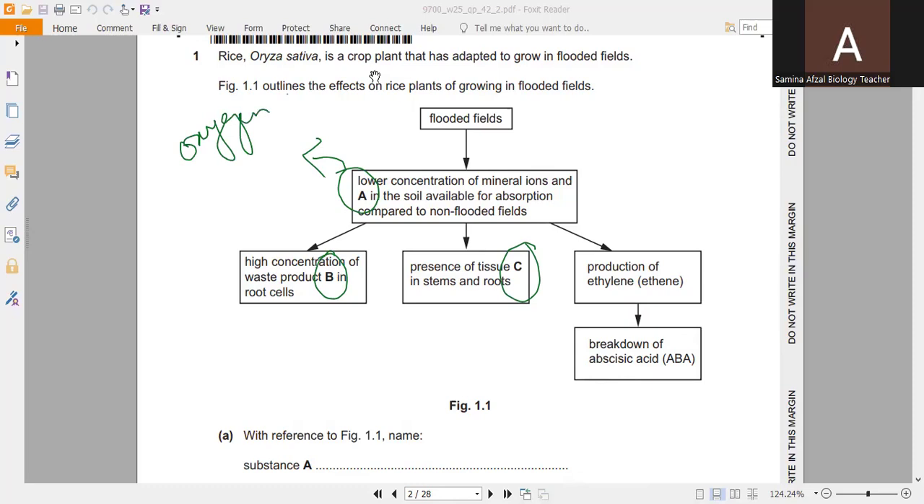And second, high concentration of waste product B in the root cells. Due to the lack of oxygen, root cells must switch from aerobic respiration to alcoholic fermentation, which produces ethanol as a waste product. So B might be ethanol. So C is parenchyma.